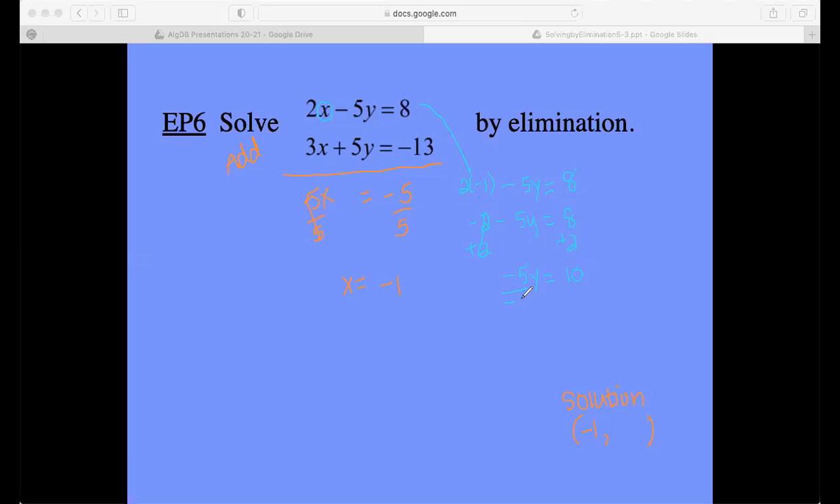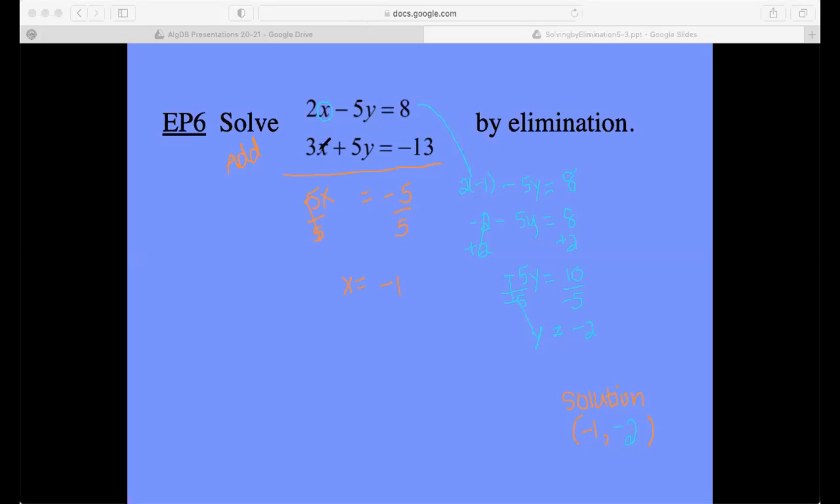I'm going to divide both sides by negative 5. Hopefully I won't miss my negative this time. And I get y is equal to negative 2. All right, so I'm going to check my system, make sure I didn't make any mistakes again this time. So let's see, 2 times negative 1 is negative 2. A negative 5 times a negative 2 is a positive 10. Negative 2 plus 10 is 8.